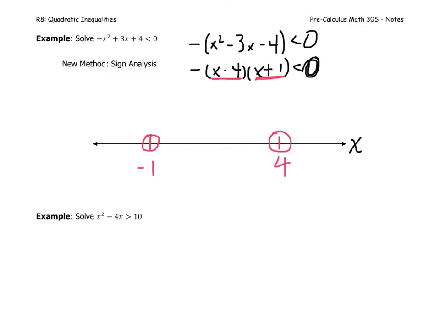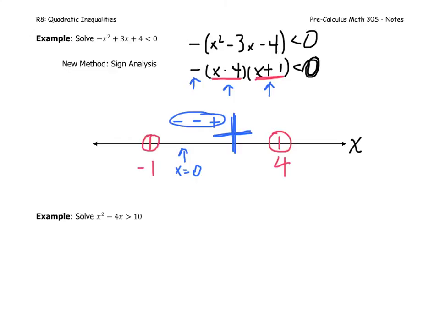Okay? So the sign test, I just think about any point in a region and check to see if it's positive or negative. So let's say x equals 0. If x equals 0, well, what are my three factors? The first factor is negative, because that's the negative sign right up front there. The second factor, that's 0 minus 4, that's also negative. And the third factor is 0 plus 1, is positive. So I've got a negative times a negative times a positive. Well, what's a negative times a negative times a positive? That's positive. So that region, the expression minus x squared plus 3x plus 4, is positive in that region.